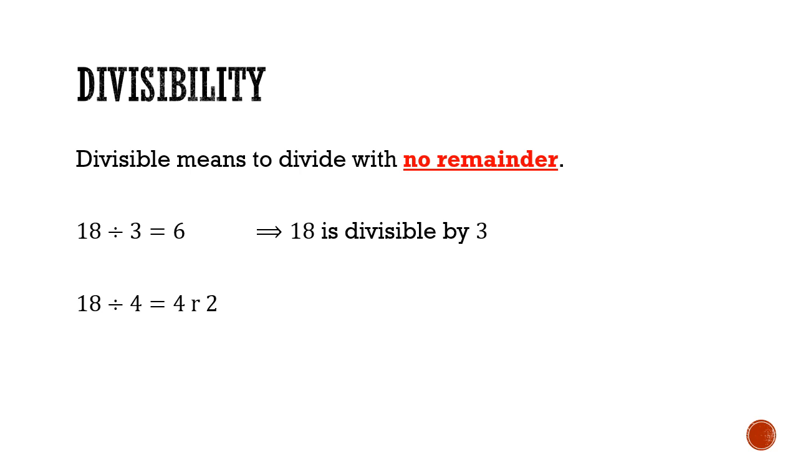Let's begin with a recap on the definition of divisibility. Divisible means to divide with no remainder. For example, 18 divided by 3 gives us 6 with no remainder. So we say that 18 is divisible by 3. However, if 18 was divided by 4, it would give us 4 remainder 2. We say that 18 is not divisible by 4.